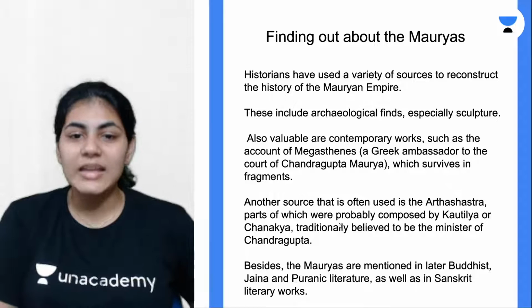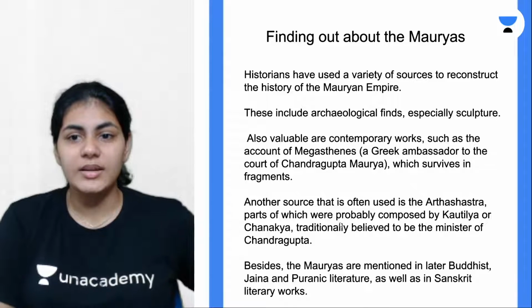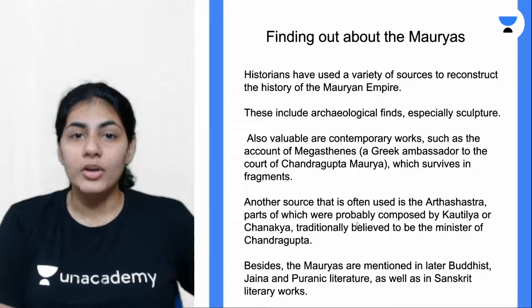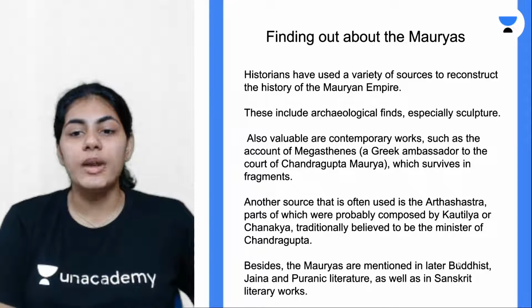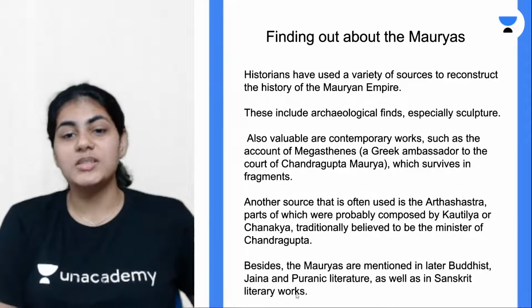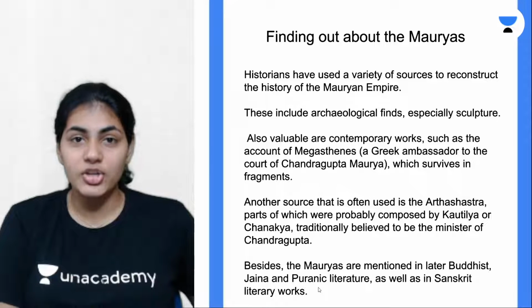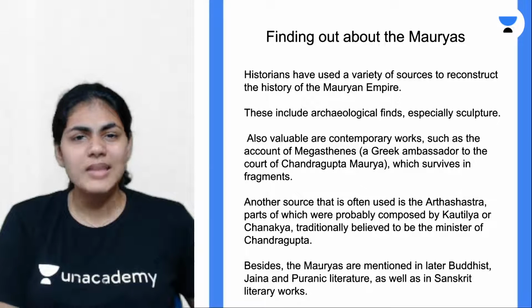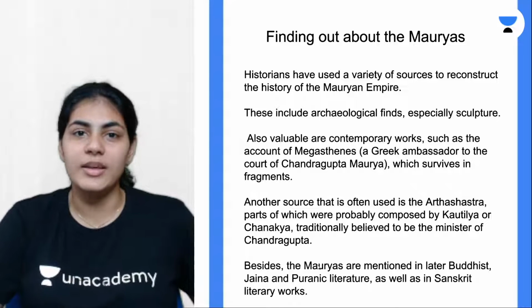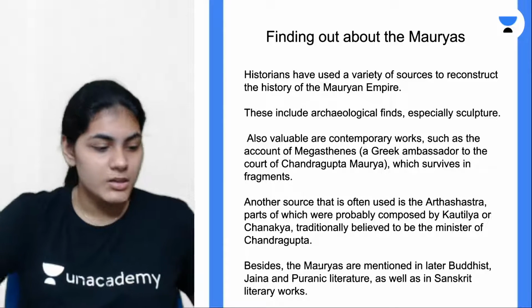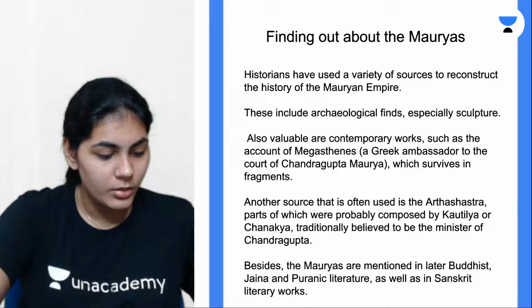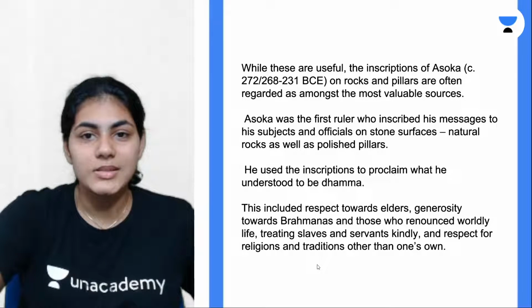But besides these two major sources, Indica and Arthashastra, the Mauryans and their way of living are also mentioned in some Buddhist, Jaina, and Puranic literature, as well as Sanskrit literary works. Yeah, a range of sources available basically. So that's one way where you find out about the Mauryans.